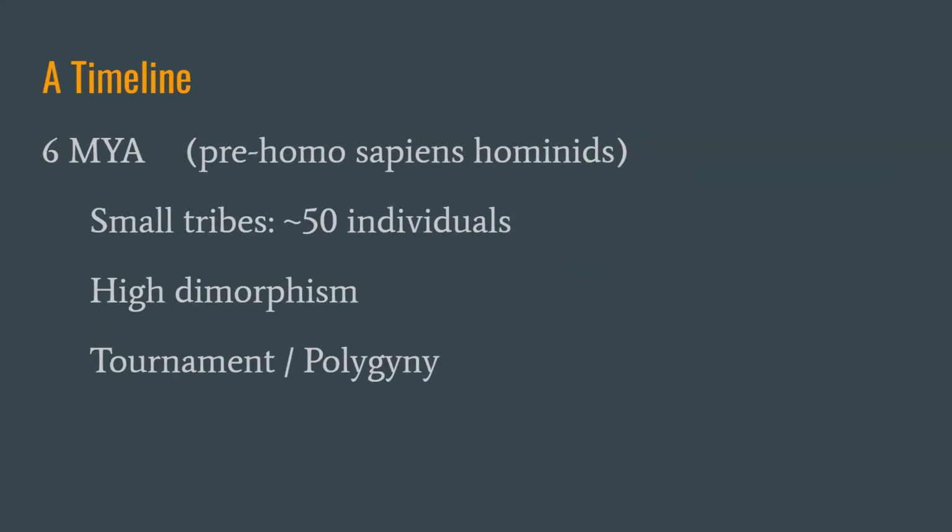So let's look at a timeline now that we've gone through all of this. About 6 million years ago, we have pro-Homo sapiens hominids. They're in small tribes, 50 individuals, high dimorphism. They're probably a tournament species.